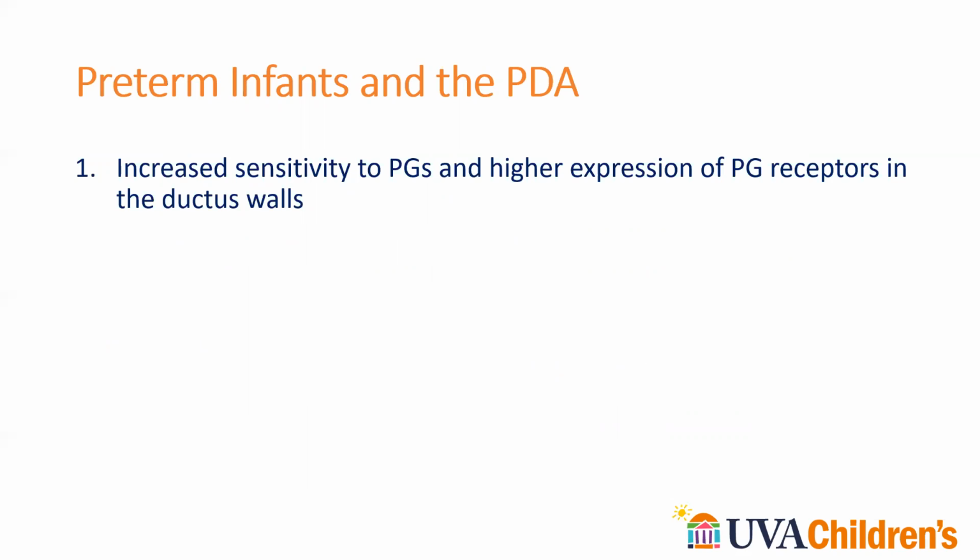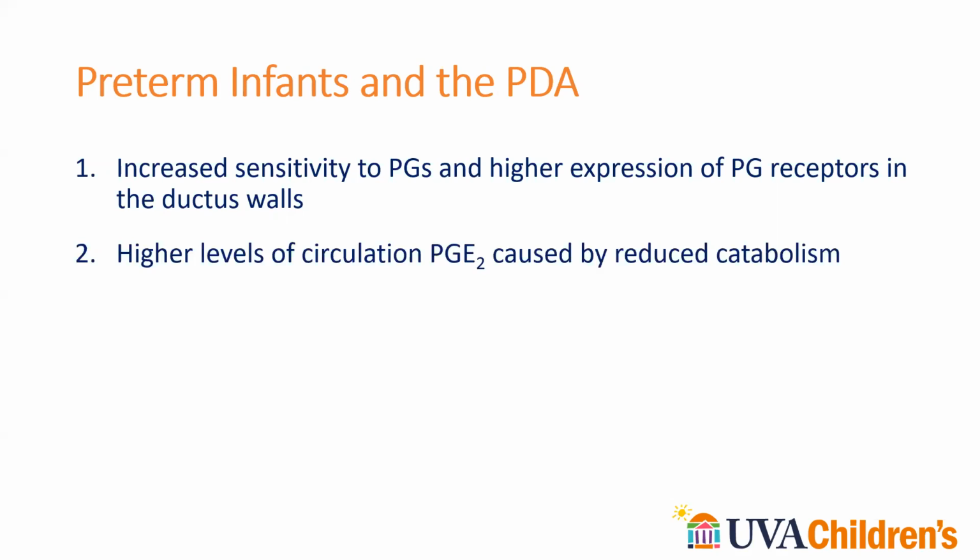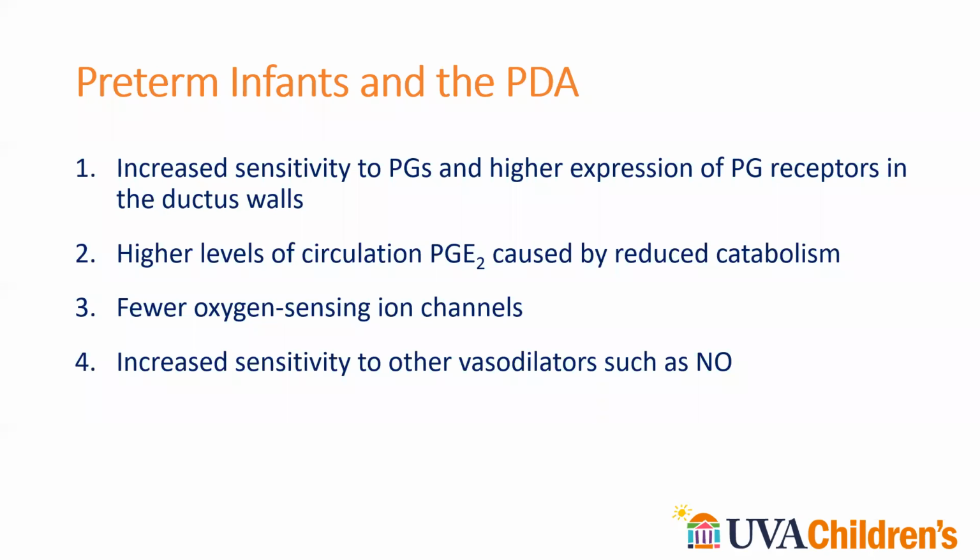So why is this? The preterm infant has increased sensitivity to prostaglandins and a higher expression of prostaglandin receptors in the ductus walls. There is a higher level of circulating PGE2 caused by the reduced catabolism in the premature lungs. The third reason is that there are fewer oxygen sensing ion channels in the ductus tissue in premature babies. So therefore they do not have this functional and anatomic closure. They also have a higher sensitivity to vasodilators such as nitric oxide, which allows the vessel to remain dilated.